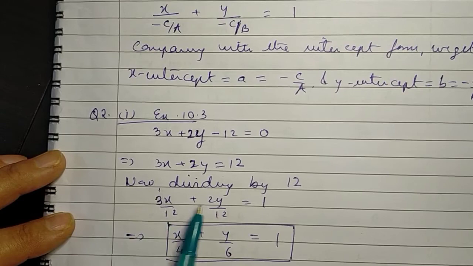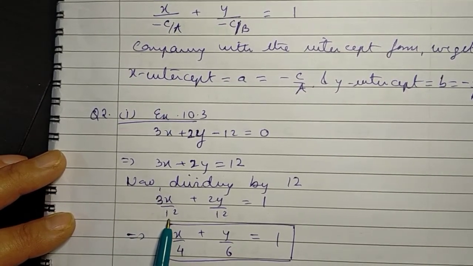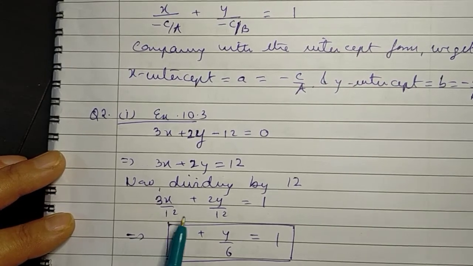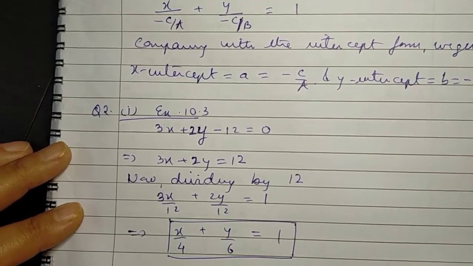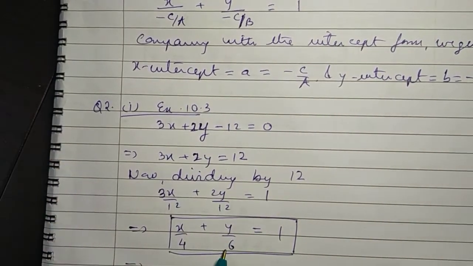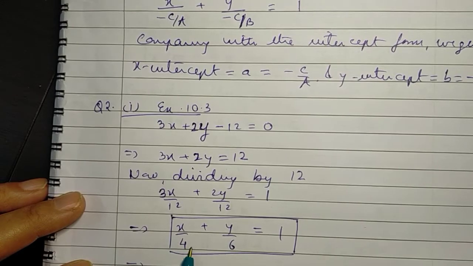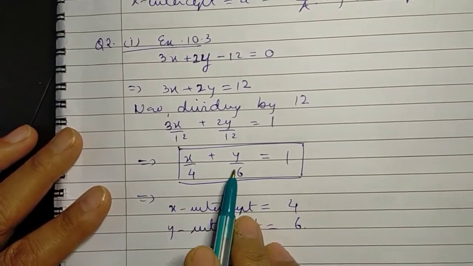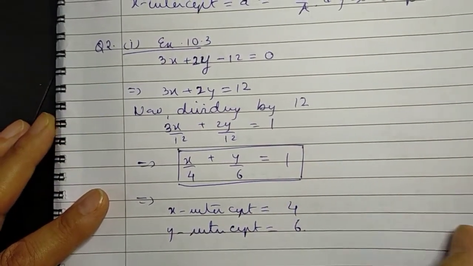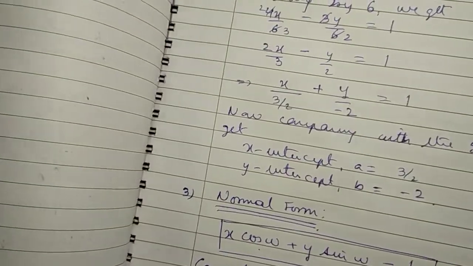Now both these factors are divisible, so we just solve it further. We get x upon 4 plus y upon 6 is equal to 1. Comparing it with the intercept form, we get the x-intercept is the denominator of x, which is 4, and the y-intercept is the denominator of y, which is 6. Now we come to the next form.